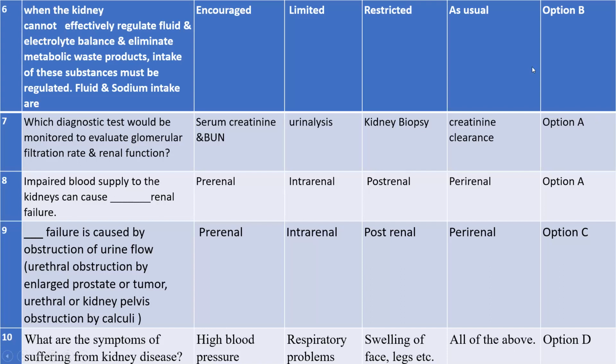In number 6, when the kidney cannot effectively regulate fluid and electrolyte balance and eliminate metabolic waste product, intake of this substance must be regulated. Fluid and sodium intake are limited. So what is the meaning of this question? When our kidney cannot effectively regulate fluid and electrolyte balance and eliminate metabolic waste product, then intake of this substance must be regulated.